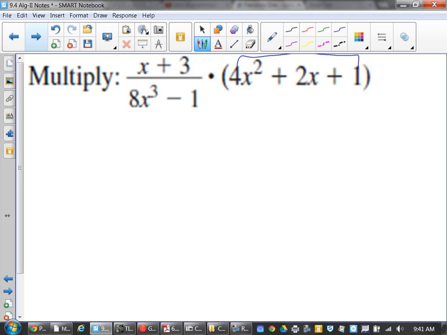What times what is 4 that you add together to get 2? Nothing. So I can't factor it. So here's what I do. I get x plus 3 over, let's see, that would be 2x. What's the pattern? Minus 1. And then we have 4x squared plus 2x plus 1.